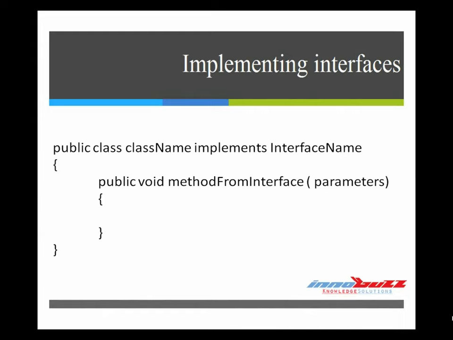So we have a method, public void method from an interface, with the parameters which give the same signature as it was in the interface, and we write some program code inside. So this is the implementation. And don't forget that we have to do all the methods and we have to use the same signatures.